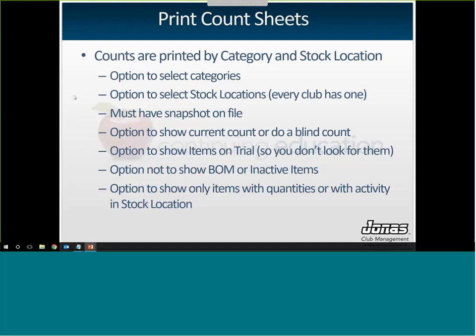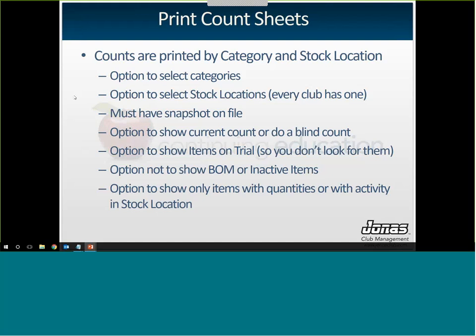You can select certain categories. You can select certain stock locations. And you can also have the option on there to show the current count. So on your count sheet, you could print out the SKU, the description, what Jonas thinks you have, and then there's a spot for you to actually write in what you actually have. There's also an option to show items on trial, or items not, or the option to not show package bill of materials. So if one SKU is set to pull from 2 other SKUs, not to show those.